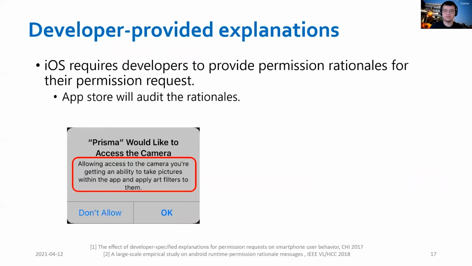Next, we will look at the permission explanations on iOS. To help users understand the permission request and make decisions, iOS requires developers to provide permission rationales for each permission request. Here is one example from the Prisma app. The line below the text is the developer-provided explanation to the users. This is mostly focused on why they would require this permission.